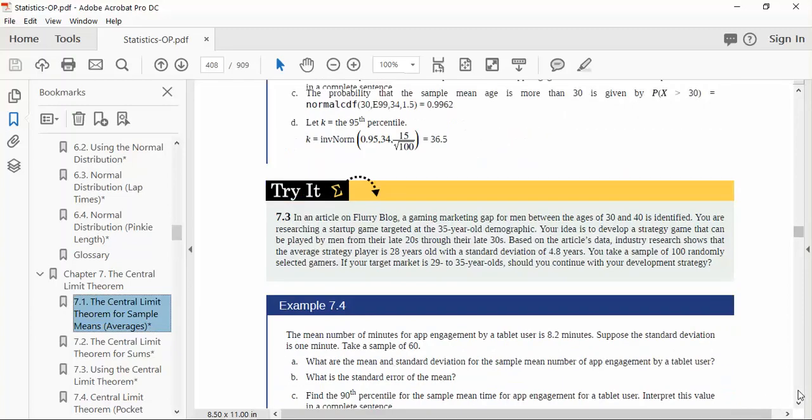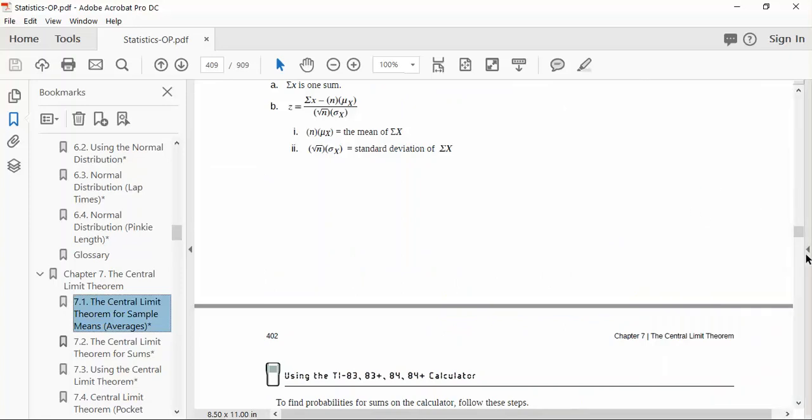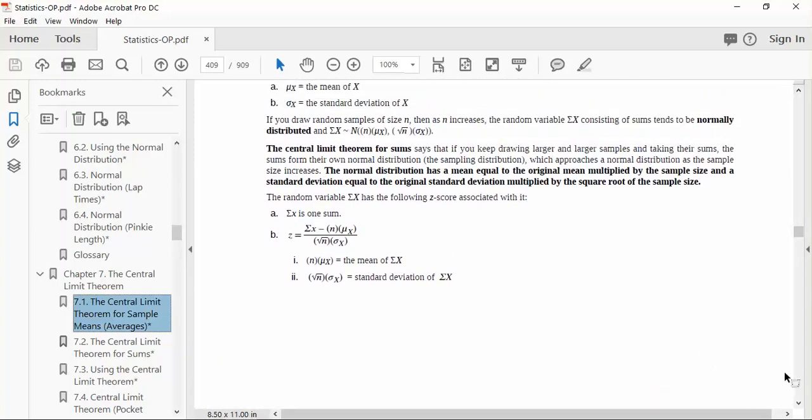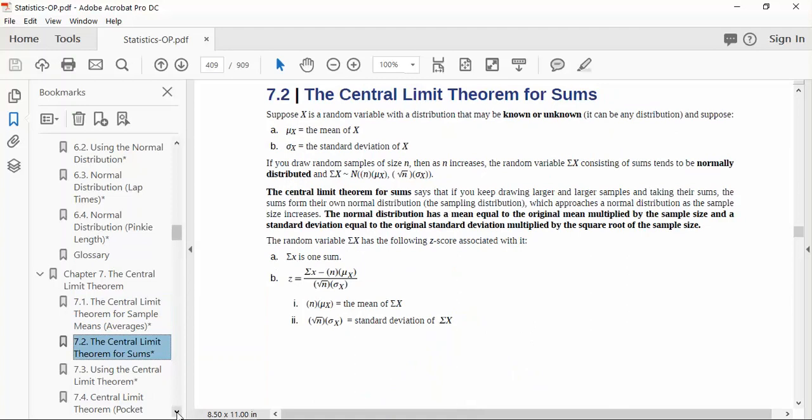However, if you go to the CLT for sums, you're always going to be asked the probability for sums. Let me go down. You'll be asked for the probability that the sum of some values, or how many standard deviations are above or below the mean of the sums. Then you're going to be using the CLT for sums.